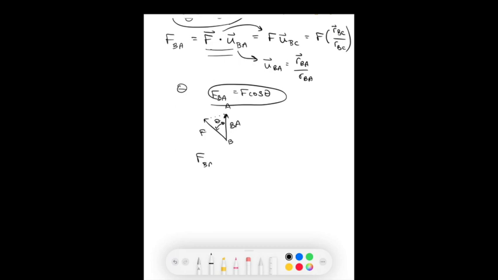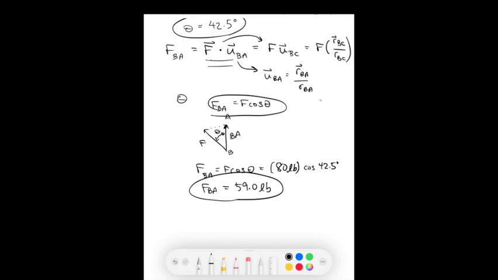So F of BA is equal to F cosine theta, which is equal to, we're told that F has a magnitude of 80 pounds, and we just found that the angle is 42.5 degrees. And when we do that, we find that the answer is 59 pounds. Now again, you could go back up and use this definition, and you could plug in these values, and you would ultimately find the same answer. And you can go ahead and do that on your own.